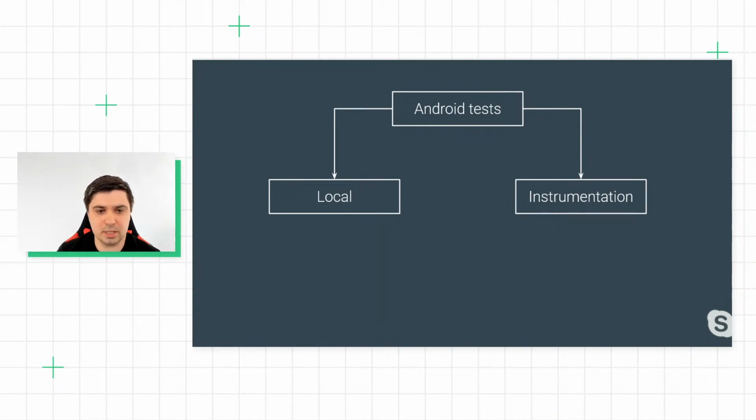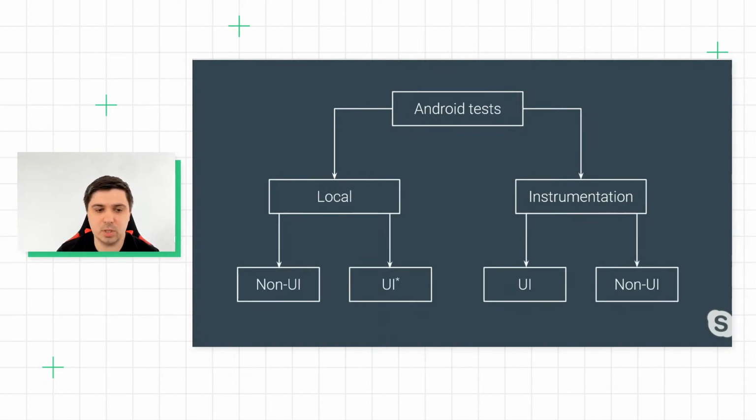to Android tests, we can split them into local and instrumentation ones. A local test can be run on the local JVM. They don't need an emulator or real device, and they are much faster than instrumentation tests, which of course require a device or emulators. Both local and instrumentation tests can be split into non-UI and UI.